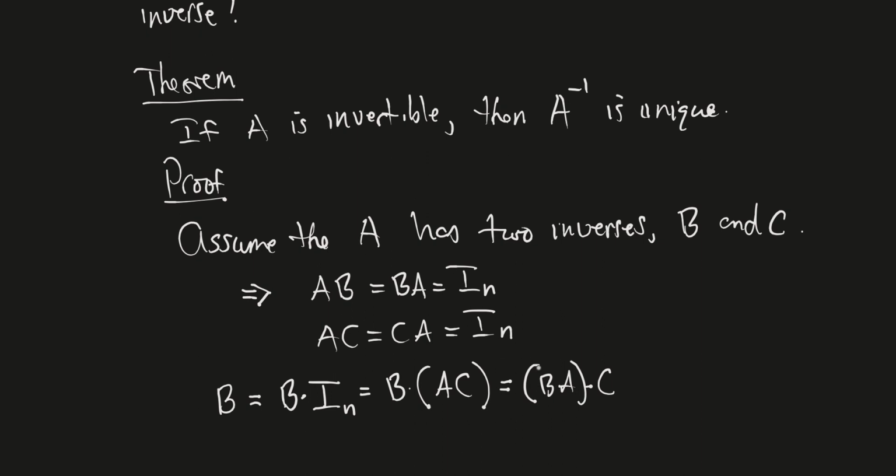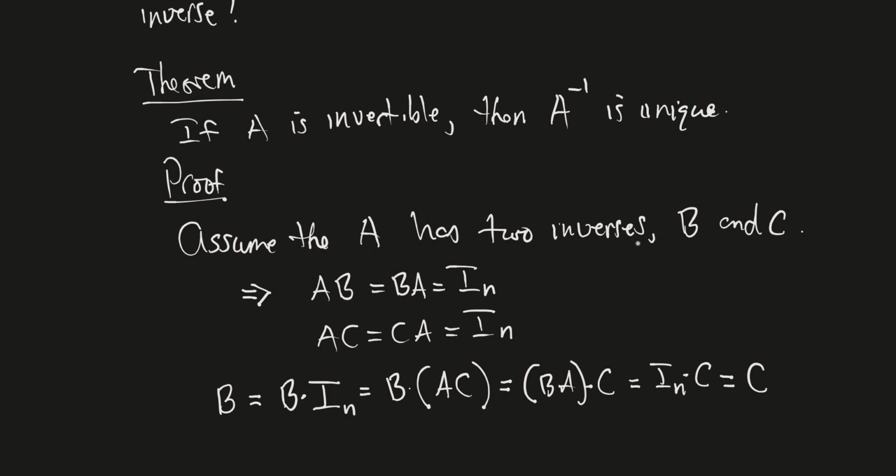So what I'm going to do is now replace BA with I. So then I end up with I times C. But by definition, the multiplicative identity times any matrix is that same matrix. So that is C. So here is that connection. If they happen to be both inverses, they have to actually be the same matrix, right?